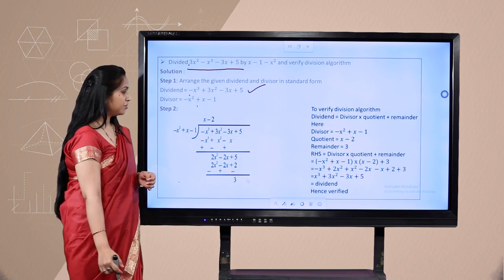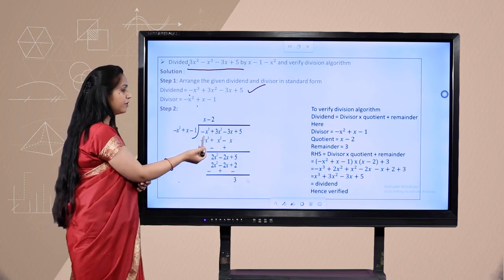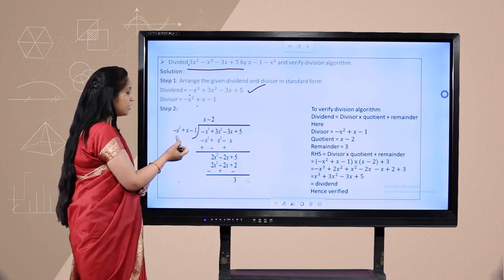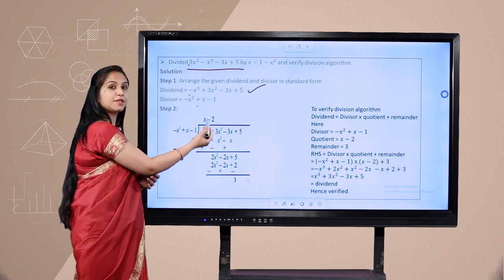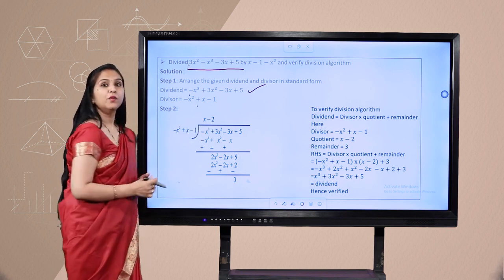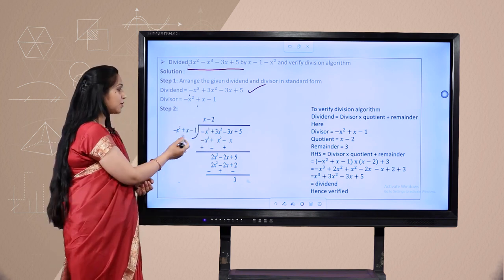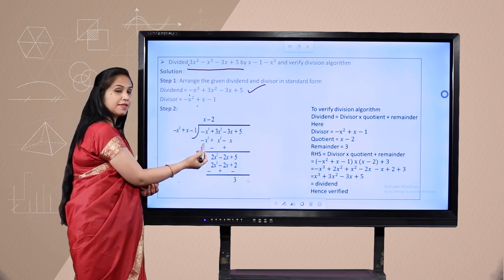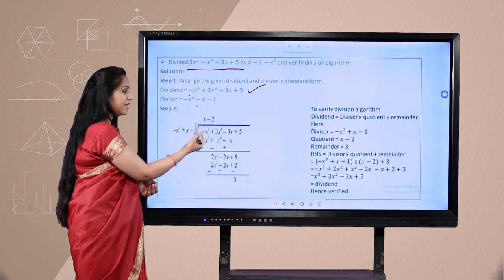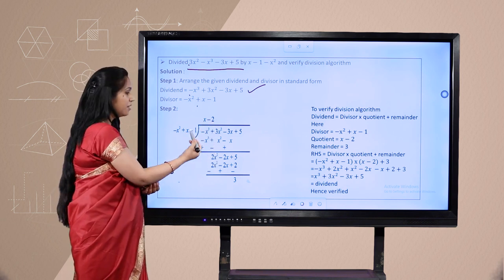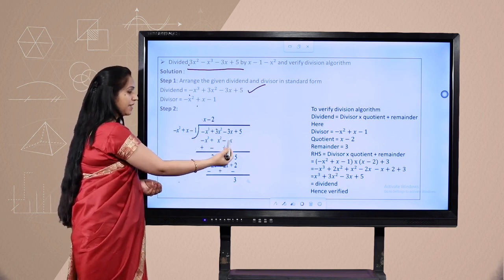On performing division, children, you can see here the first term is minus x cube. So what are we going to multiply to minus x squared to get minus x cube? Here is the answer. We will multiply minus x square by x to get minus x cube, and then this x gets multiplied by 2. You have x into x gives you x square, minus 1 into x gives you minus x.